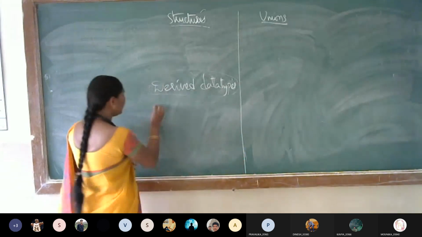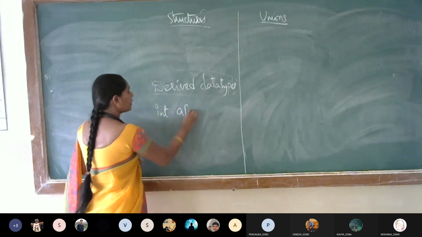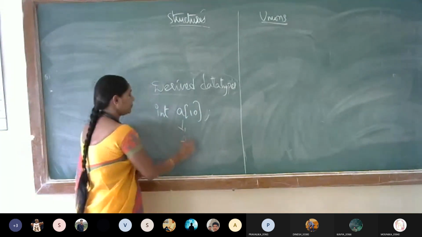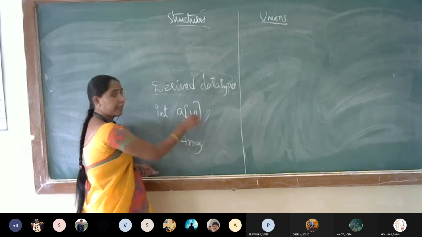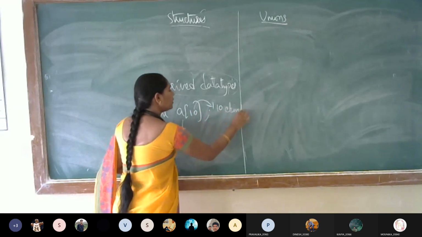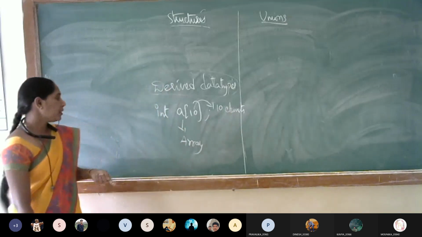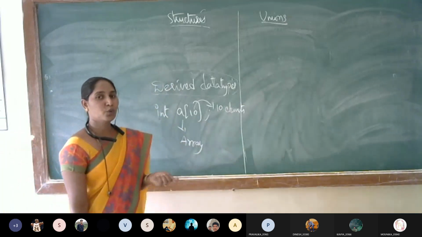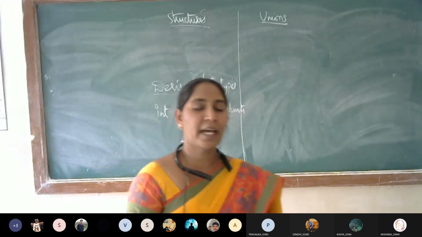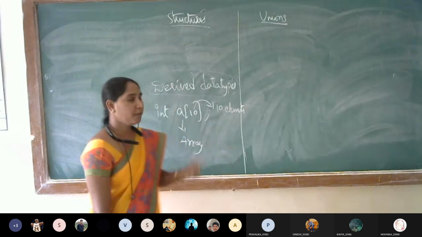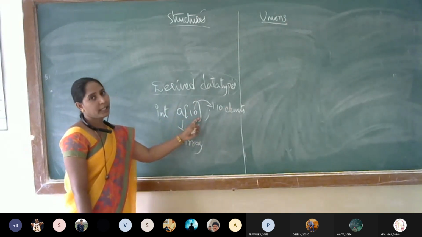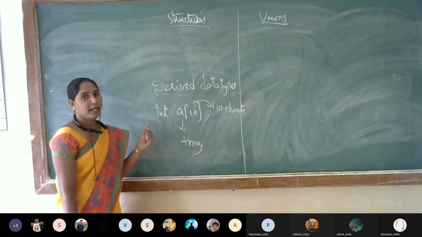For example, if I have declared int a of 10, then a is my array, and this array can hold 10 elements. Since an int holds 2 bytes of memory, 2 into 10, that is 20 bytes of memory, will be allocated. So arrays are nothing but a collection of data of the same data type. As I have declared int, all integer type data will be stored in this array.